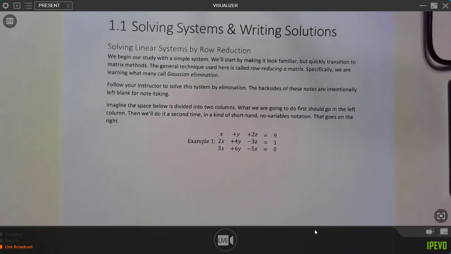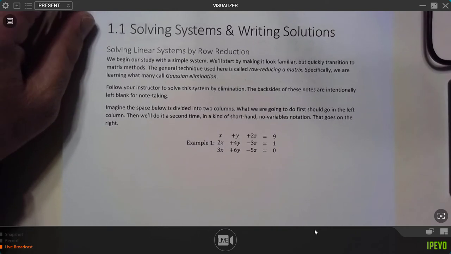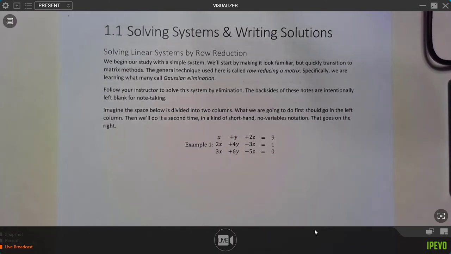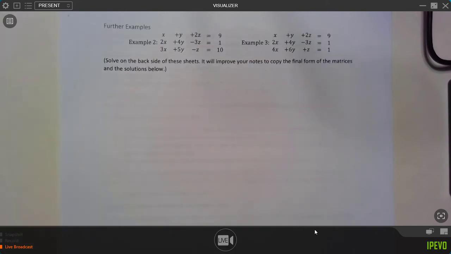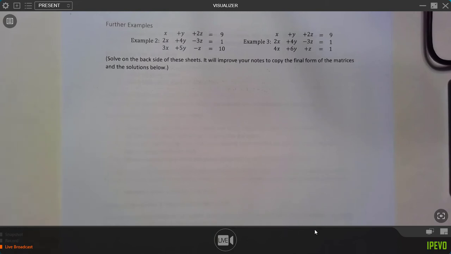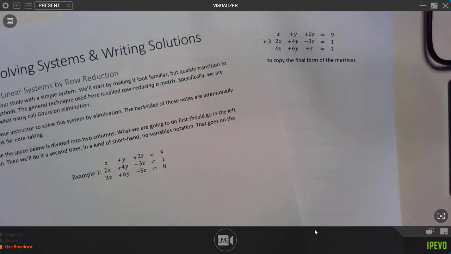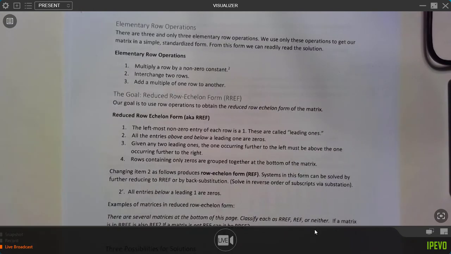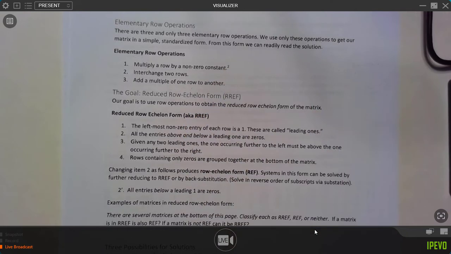Okay, this is the first 2 pages of the notes. We're going to be looking at solving 3 different systems of equations. This is example 1, and then example 2 and 3 are going to be on the next page, and then that will lead us into stating some general definitions. And when we get to that part, we're going to split off to the next segment of this video.